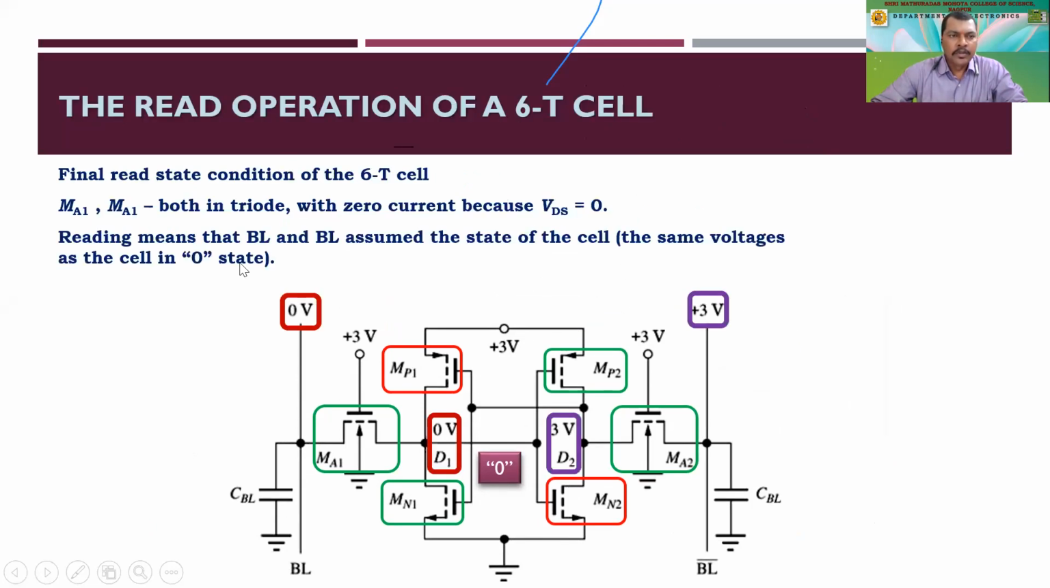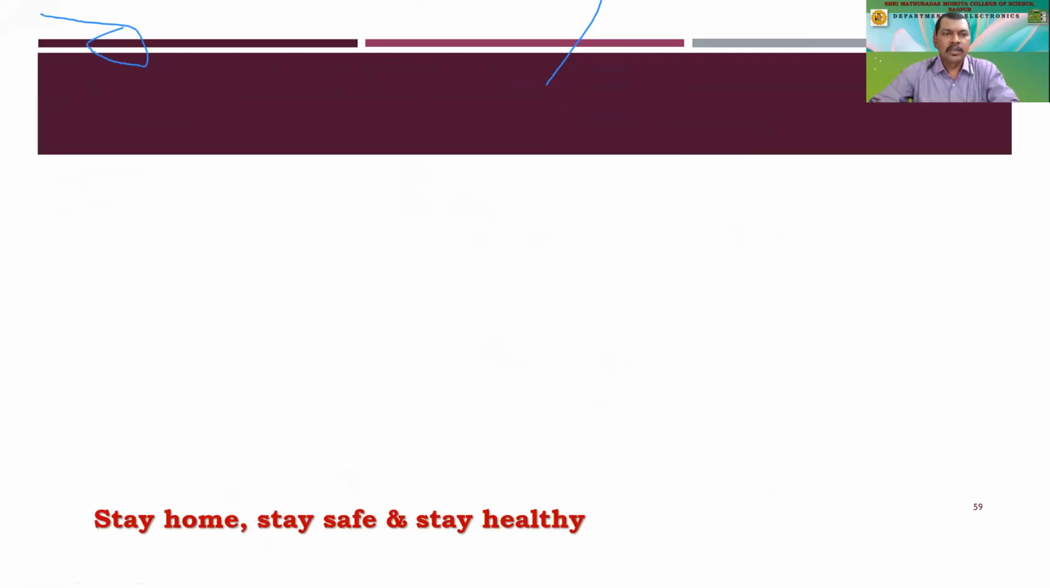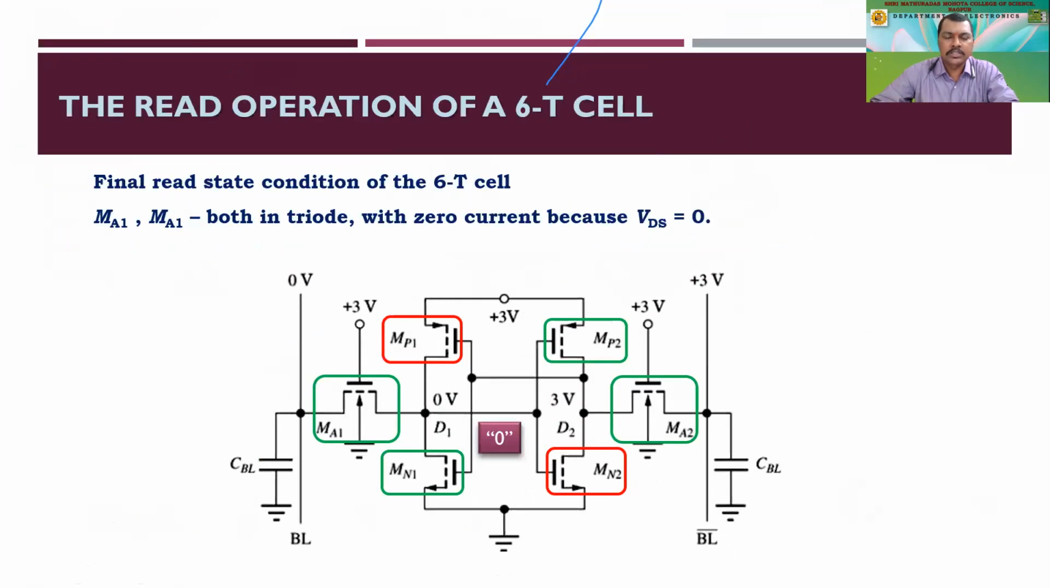So reading means that BL and BL bar assumed the state of the cell, the same voltages as the cell is in 0 state. So we are having this bit line equal to 0 and this bit line bar equal to plus 3 volts since it is the complement of that. This is how it works. So this is how the read operation is present over there for a 6T cell.